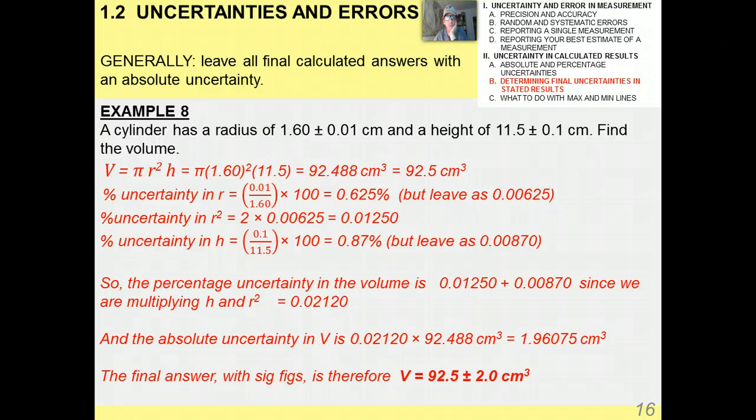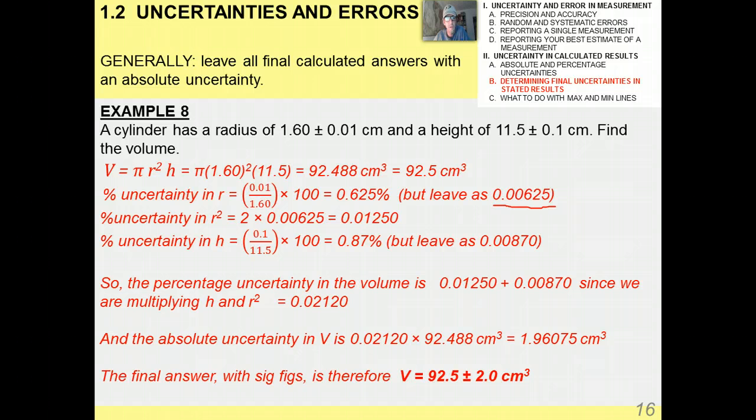Okay, all right. So first of all, the volume of the cylinder is given by the area times the height. I get 92.5 cubic centimeters. Now, because I'm multiplying data together, I'm going to have to deal with some percent uncertainties. And I also have data raised to a power, so I know I'm definitely going to deal with a percent uncertainty, okay? First, the percent uncertainty in R is going to be the uncertainty, which is 0.01, divided by the actual value times 100, and that's 0.625. And I'm going to leave that as 0.00625, okay? So even though I multiply it by 100, I leave it as this, and you'll see the wisdom in doing that in just a minute.